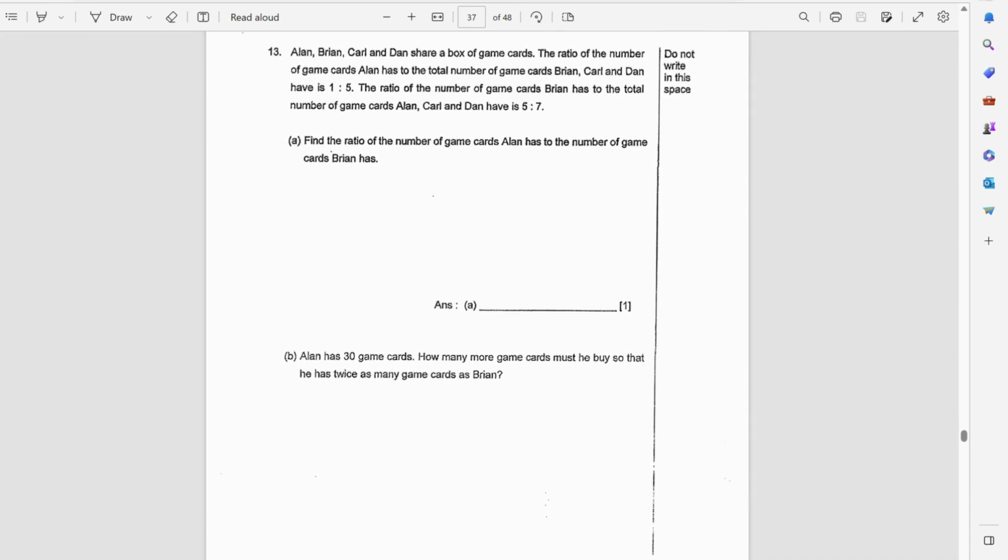Now A, B, C, D, for the start, the ratio of the number of cards that Alan has to the total number of cards Brian, Carl and Dan have is 1:5. Start off by annotating the cards for Alan versus that for the rest of the boys. Alan has 1 unit, the rest of the boys have 5 units, which is given in the question 1:5, and we will know that the total number of units of cards that all the boys have make up 6 units.